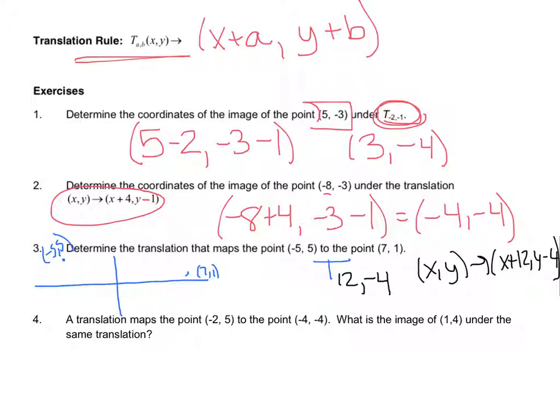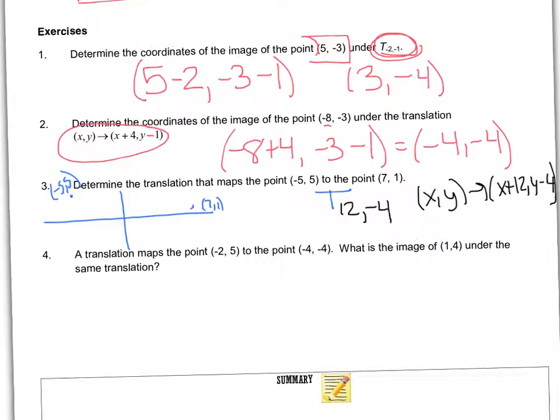All right, the last one that we have here is a translation maps the point -2, 5 to the point -4, -4. And then we want to know what is the image of 1, 4 under the same translation. So first we have to know what the translation is. So again, I'm going to sketch it to help me see it. So -2, 5, I'm going to say is about there. And -4, -4 would be down here.